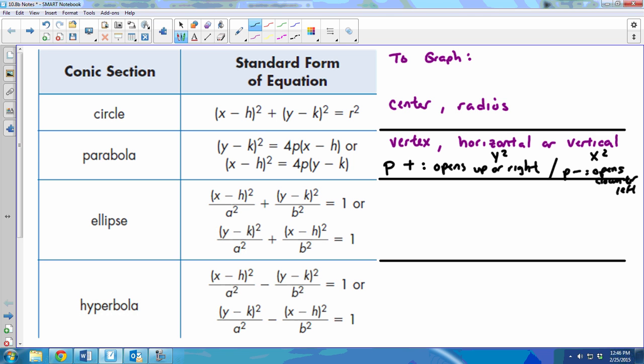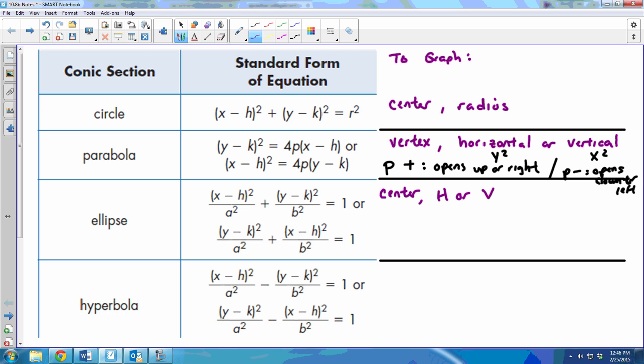All right, for an ellipse, you need to know the center. That's not a surprise. You need to know the orientation, if it's horizontal or vertical. For an ellipse, how do you know if it's horizontal or vertical?